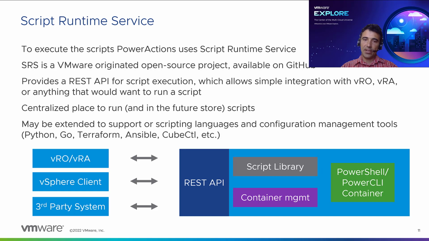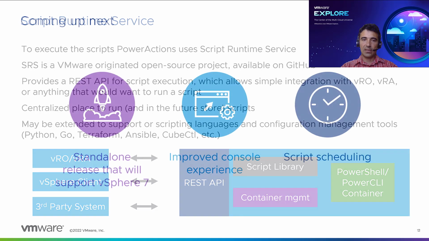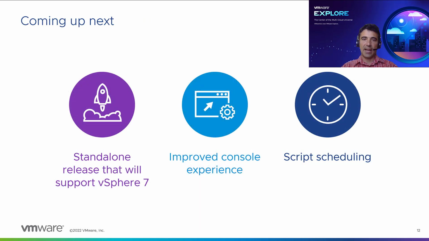It has a container management that for every script execution that is requested, creates a PowerShell and PowerCLI container and executes the script in this container, and then it returns back the results through the REST API. So this is in general how the script runtime service works, so that you know what's behind the scenes in PowerActions. What is coming up next in PowerActions?